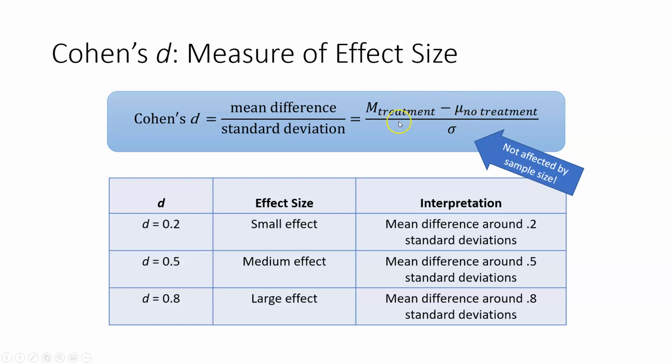But this Cohen's d is very, very similar. It's just not affected by sample sizes. And so that makes it able to tell us not only whether it's statistically reliable or statistically significant, but also, does it matter? Is it practically significant? How big is it? How much is the effect? How big is the effect?